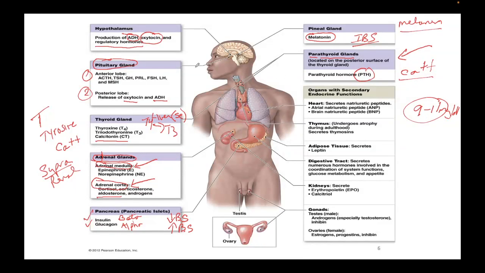Now, those are the main endocrine glands, and we're just going to mention some of these accessory ones. Remember, these are other organs that have secretory cells that do have endocrine function. The heart is part of the cardiovascular system, but it helps to regulate blood pressure by producing atrial natriuretic peptide.